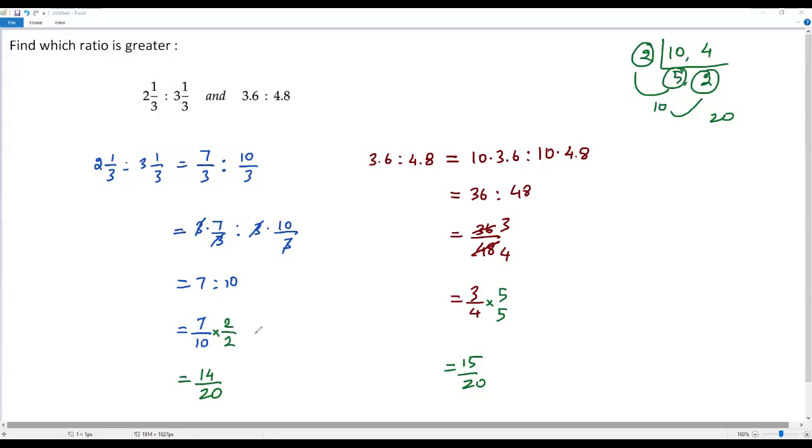Now I have to compare the numerators. When I compare the numerators, in this fraction the numerator is 15, which is greater than the numerator 14 in the first fraction. When two fractions have the same denominators, the fraction which has the greater numerator will be greater in value. So clearly this fraction is greater in value. That is, 15 over 20 is greater than 14 over 20. The original ratio corresponding to this 15 over 20 is 3.6 to 4.8. So clearly the ratio 3.6 to 4.8 is greater.